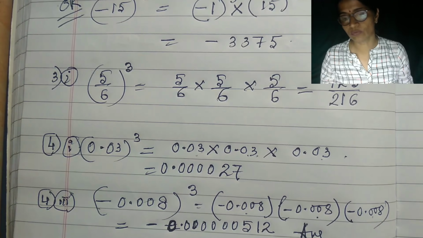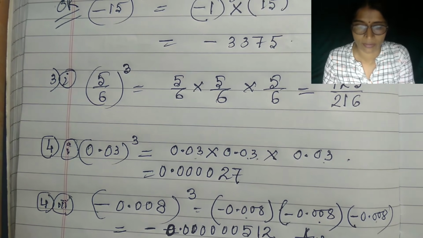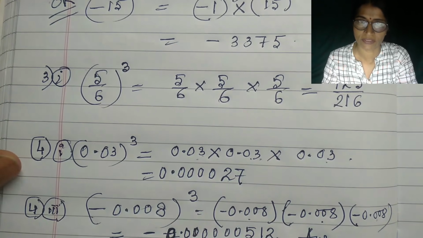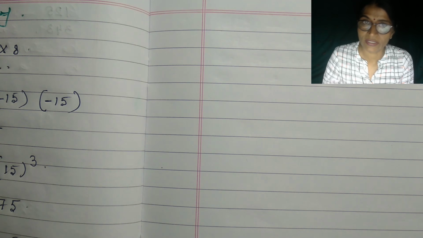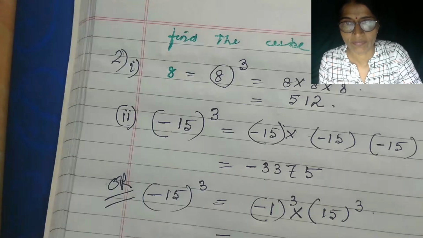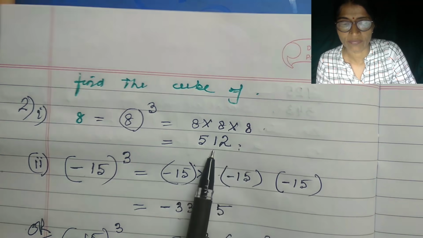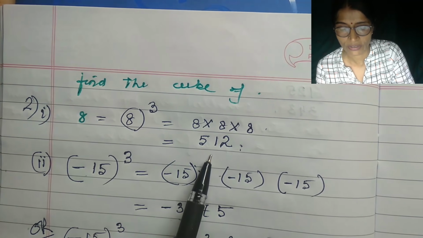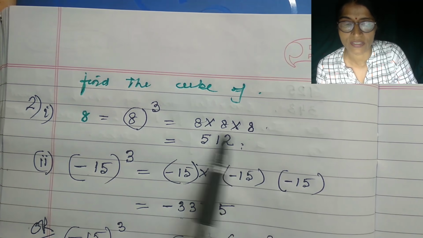Okay. So this is how to find out the cube of any given number. We have calculated a few sums from the exercise also. Next topic is that we will discuss whether a given number is a perfect cube or not. So what is a perfect cube? Suppose 2 cube, that is 8. So 8 is the perfect cube of 2. Again, suppose 512. I know 512 is equal to 8 cube. It means this is a perfect cube.